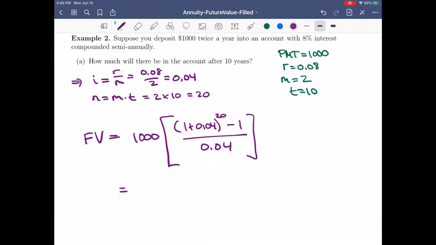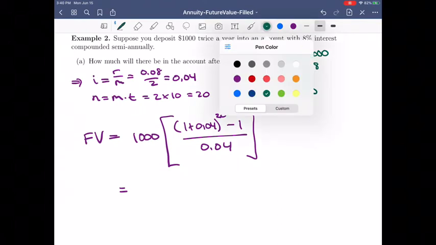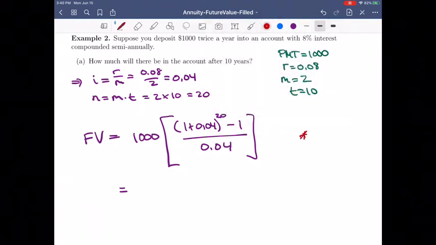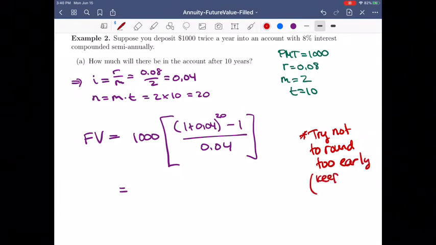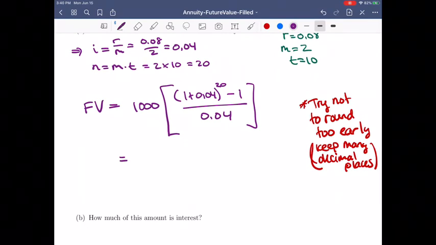Okay, now if you go straight to the answer here, that is totally fine. You should try not to round too early because it might mess up your amount. Okay, so if you are going to round, keep more than 2 decimal places, to make sure you don't lose any information. But you could also just use your calculator. So you can do this all at once.